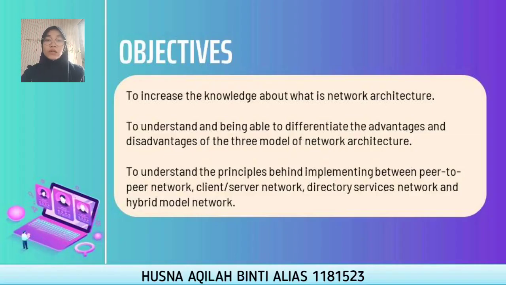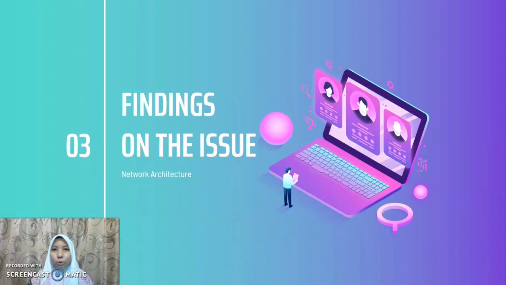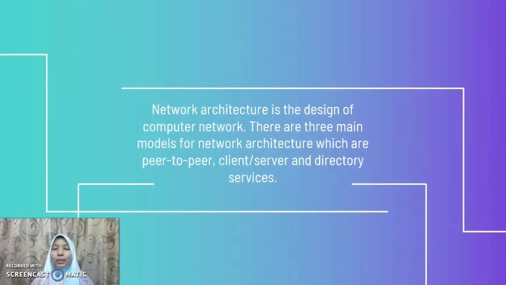Next, the objective. The objective of network architecture is to increase the knowledge about what network architecture is. We will understand and be able to differentiate the advantages and disadvantages of the three main models of network architecture. And the other objective is to understand the principle behind implementing peer-to-peer network, client-server network, directory services network, and hybrid model network. For the findings on the issue, network architecture is the design of a computer network. There are three main models for network architecture, which are peer-to-peer, client-server, and directory services network.